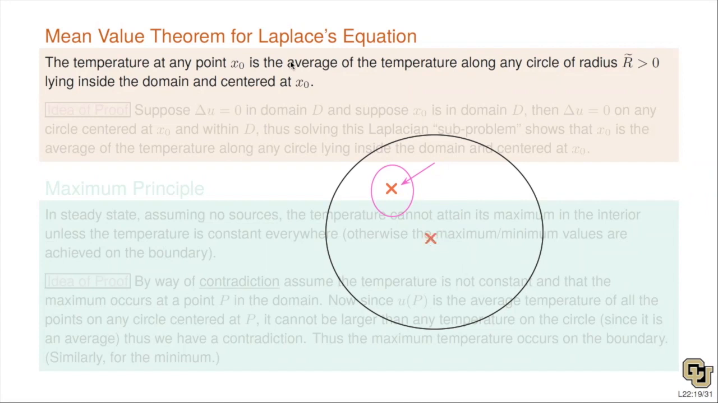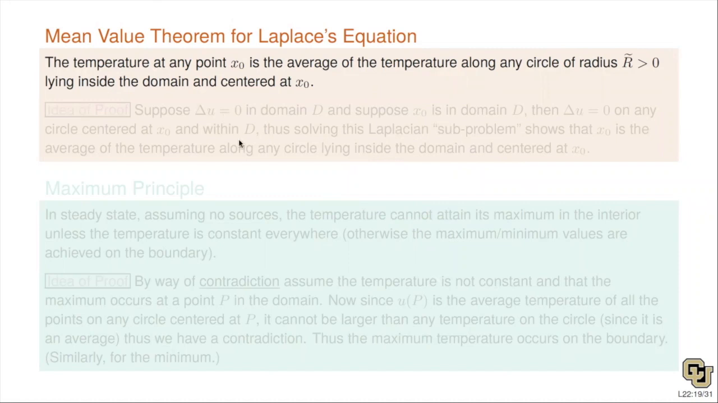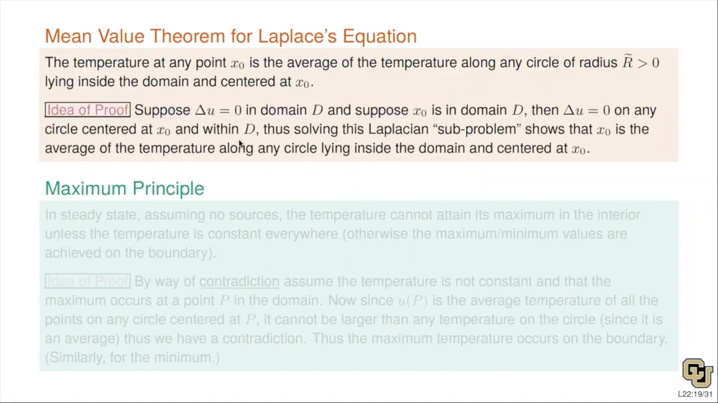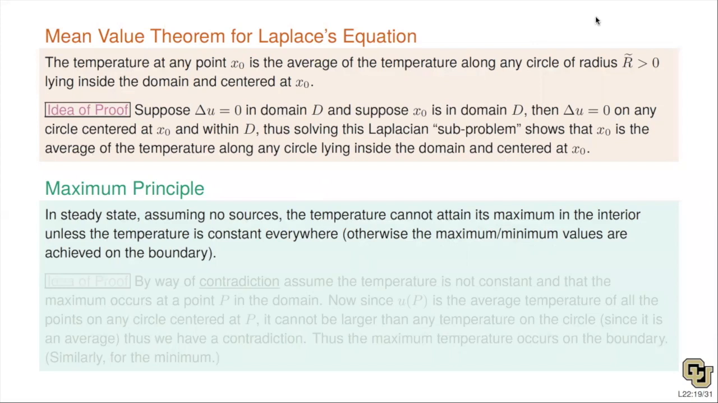So just assume it's not constant. Pick any point and ask the question, can the max or min occur here? The way we answer is, if you draw a circle around that point, we know the temperature at the point will be the average temperature of the temperature on the circle. And if it's an average, it can't be the largest or smallest, unless it's a constant. Here we're assuming it's not constant. So it's not possible for the max or min to occur on the interior. So the max or min would have to occur on the boundary in the case that the function is assumed to be not constant.